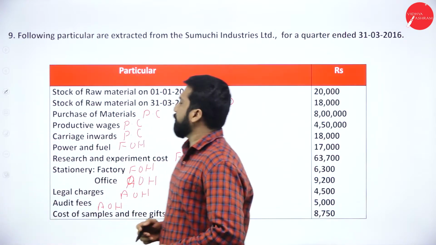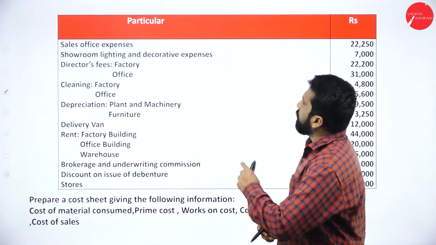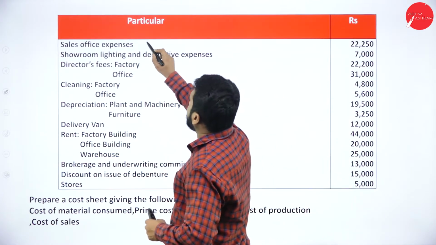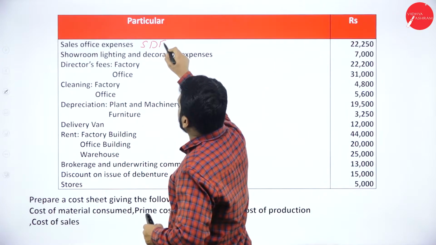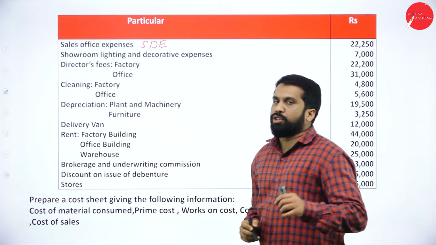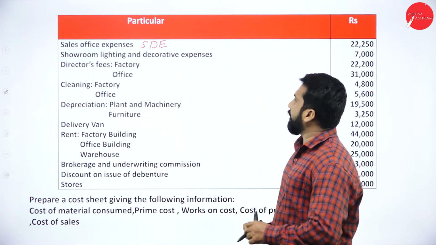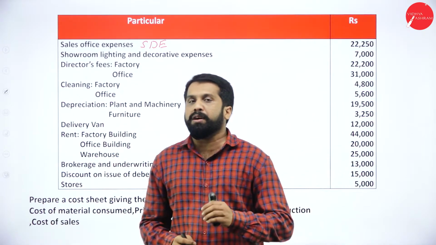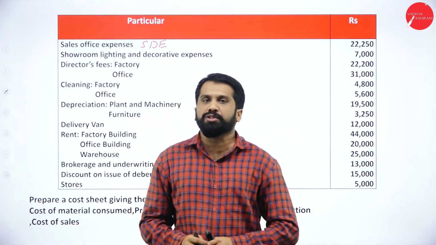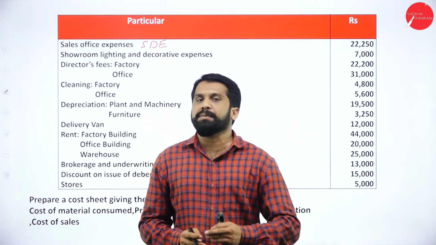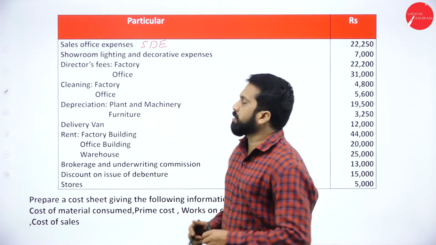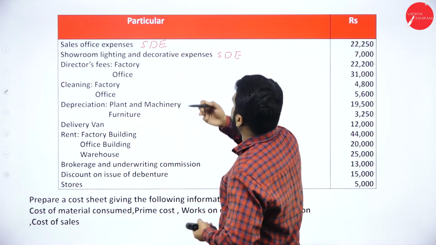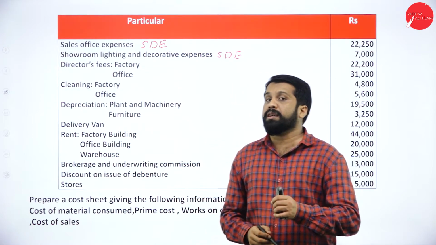Next. So your first part is done. We'll go for the next one. Now, sales office expenses. Similarly, selling and distribution expenses. Showroom lighting and decorative expenses. Showroom means where you keep your finished goods. That is called showroom. It is nothing but for your selling purpose. So it will be selling and distribution expenses, or else we can call it overhead.